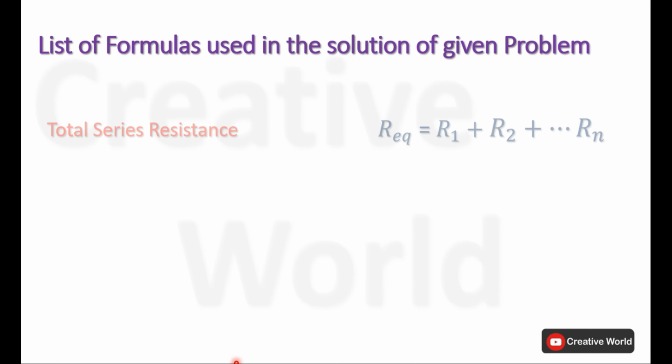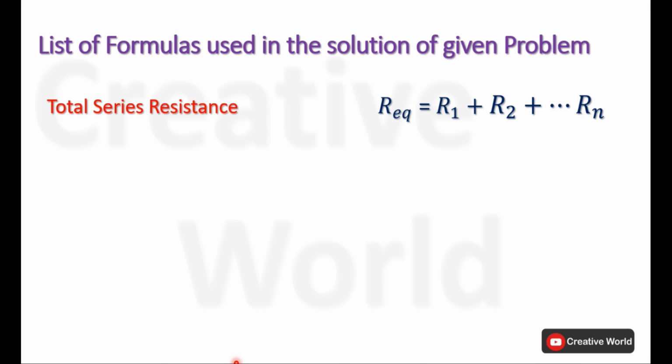While solving this problem, we will be using the total series resistance calculation formula. R equivalent of a series connection is calculated by taking the sum of all resistances connected in series. We also will be using Ohm's law. According to Ohm's law, voltage across any resistance R is always equal to the product of current through that resistance and the value of resistance.